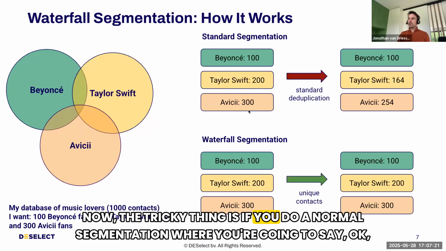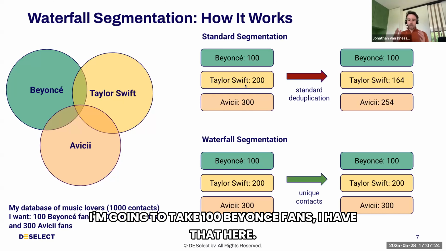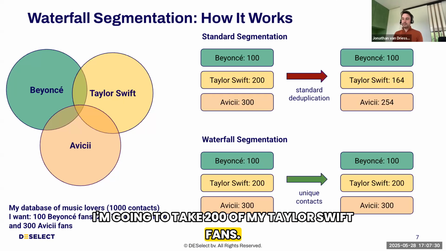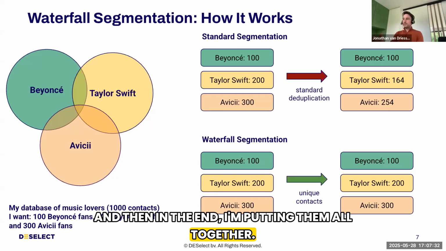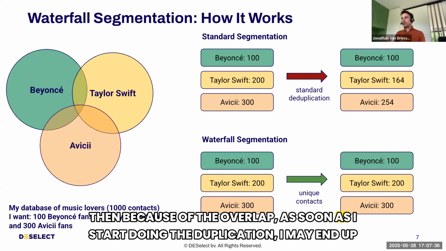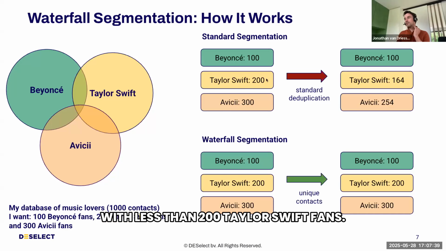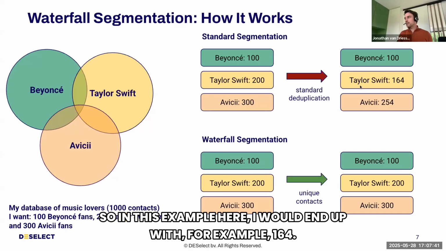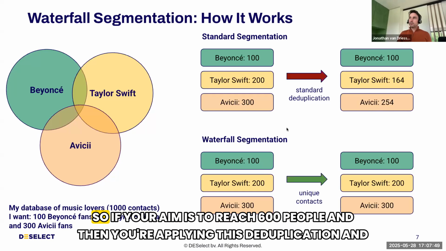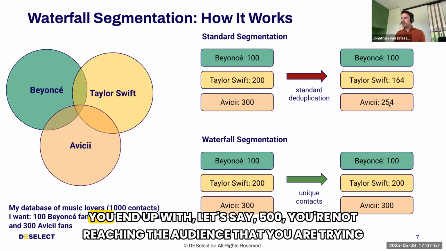Now, the tricky thing is if you do a normal segmentation where you say, okay, I'm going to take 100 Beyonce fans, I have that here. I'm going to take 200 of my Taylor Swift fans, I have that here, and then in the end, I'm putting them all together. Then because of the overlap, as soon as I start doing the deduplication, I may end up with less than 200 Taylor Swift fans, right? So in this example here, I would end up with, for example, 64. And the same with Avicii. So if your aim is to reach 600 people and then you apply this deduplication and you end up with, let's say, 500, you're not reaching the audience that you're trying to reach.